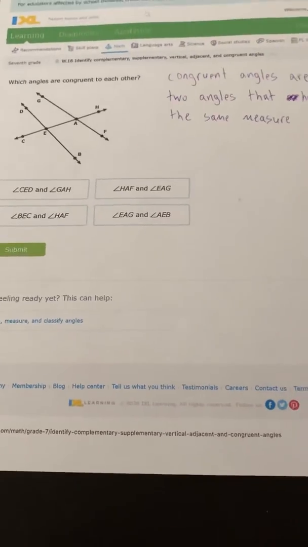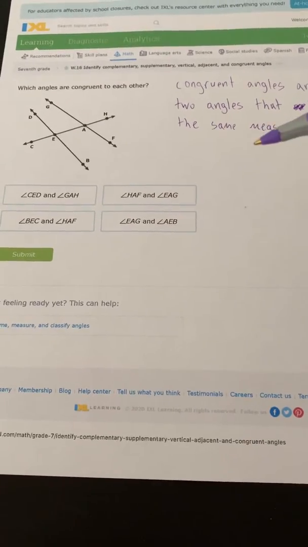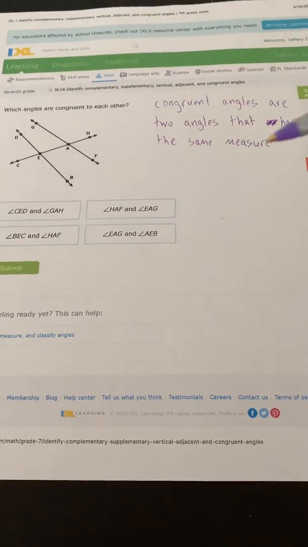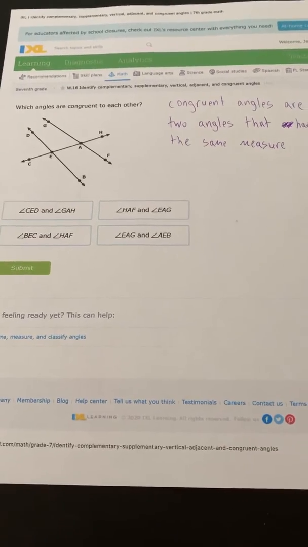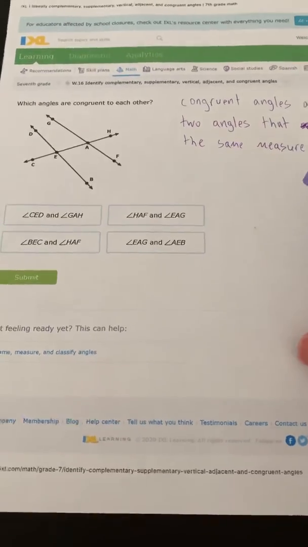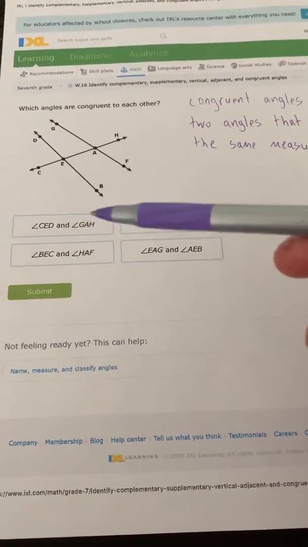So usually in this scenario, we're going to be looking for two right angles, but I don't see any right angles, or two vertical angles. Now remember, vertical angles are directly across from each other because vertical angles have the same measure. So that's what we're probably going to be looking for. So let's start with our first choice.